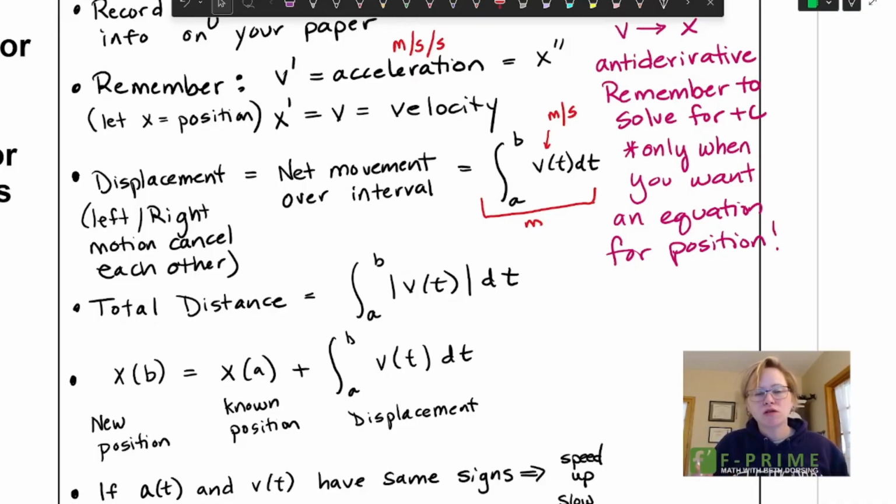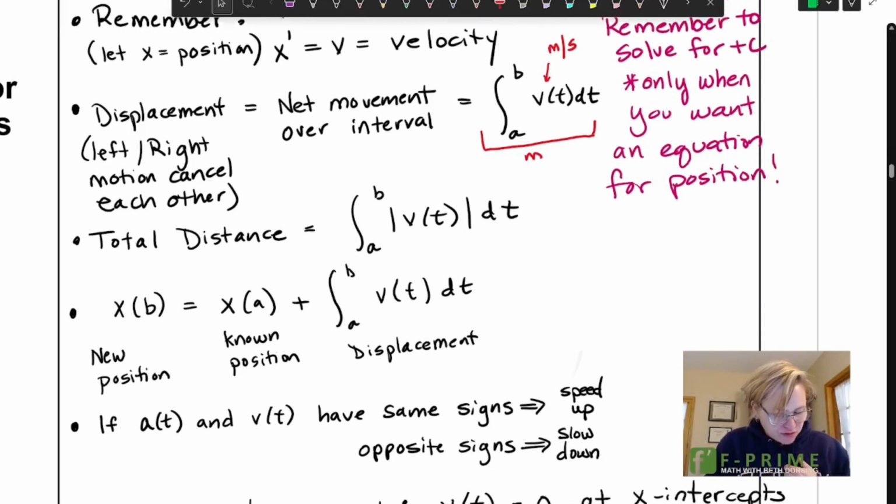So on a non-calculator question, you might have to figure out where the velocity is 0, and then any negative values, you might have to set up more than one integral. Find the integral and the displacement or the distance traveled over any positive velocity spaces, and then any negative velocity spaces, you would take that integral and then take the absolute value of that, and then you can combine all those little sub-displacements, so to speak.